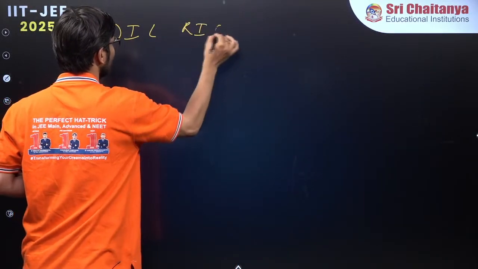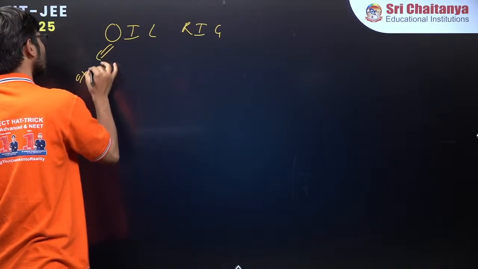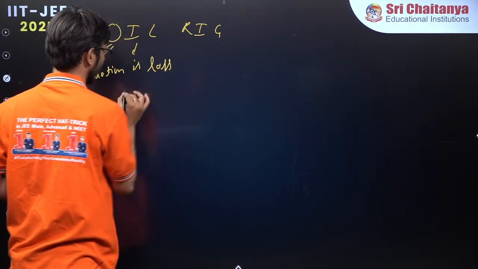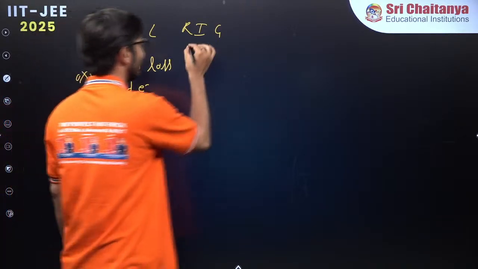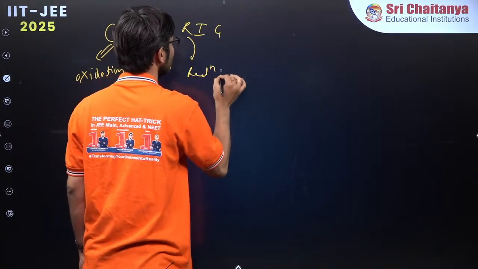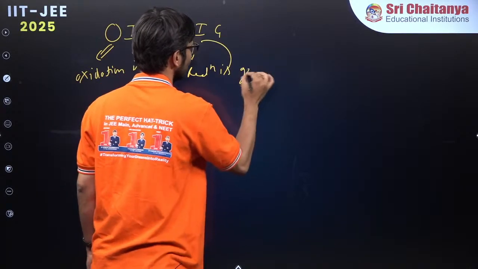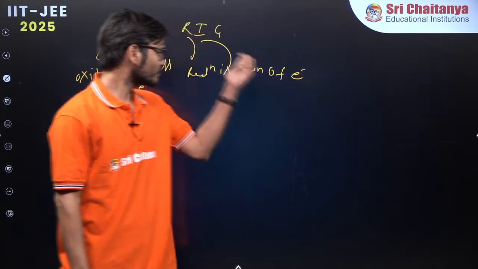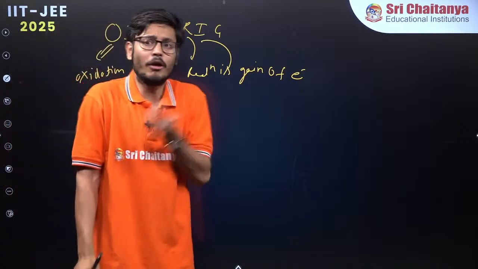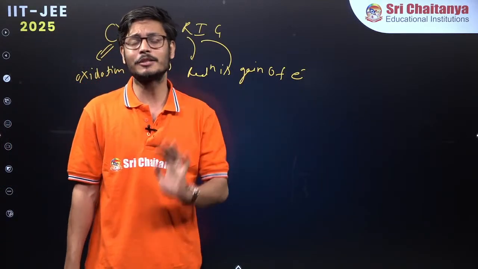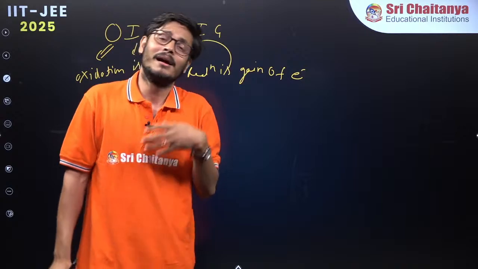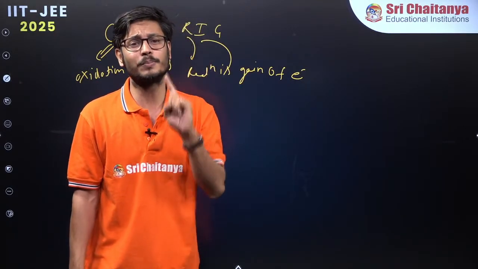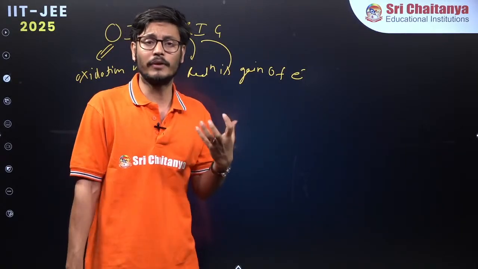In OIL RIG, look, very simply, oxidation is loss of electron. Reduction is G for gain of electron, right? Now through this help, OIL RIG, gain of electron and loss of electron, I can explain all those concepts which you have studied: gain of oxygen, loss of oxygen, gain of hydrogen, removal of hydrogen. Everything could be explained with this one concept, which is loss of electron and gain of electron.